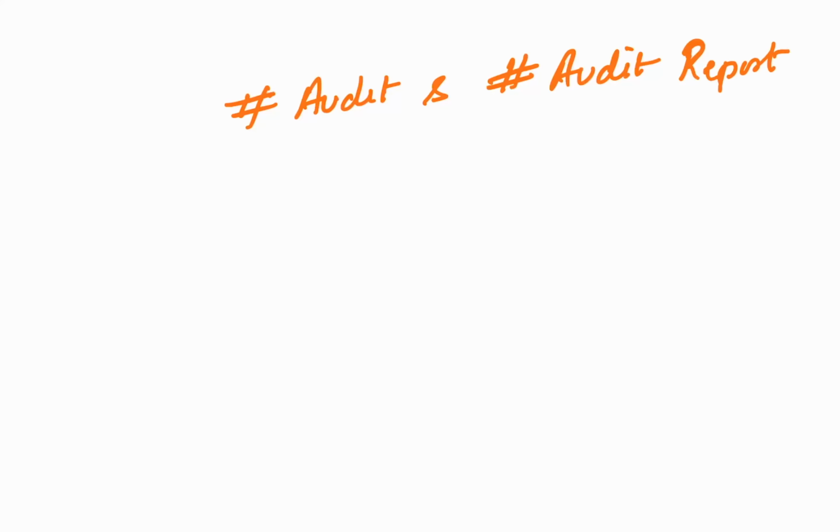Okay, so till now we have a good understanding about the financial statements, how to read them, and what the different components and aspects of them are. Now we are entering into two new points. Number one is audit, and the second one is your audit report. Clear?